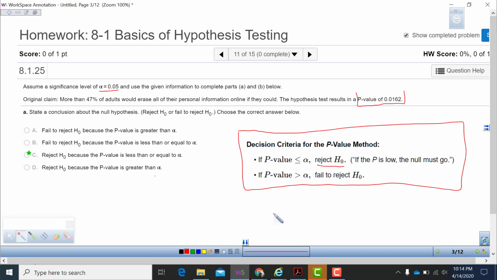In this particular case, the p-value is 0.0162, which is less than alpha, which is 0.05. So we have this situation right here. So we reject the null hypothesis here because the p-value is less than or equal to alpha. This is a pretty simple decision. Okay? Now the next part, B.